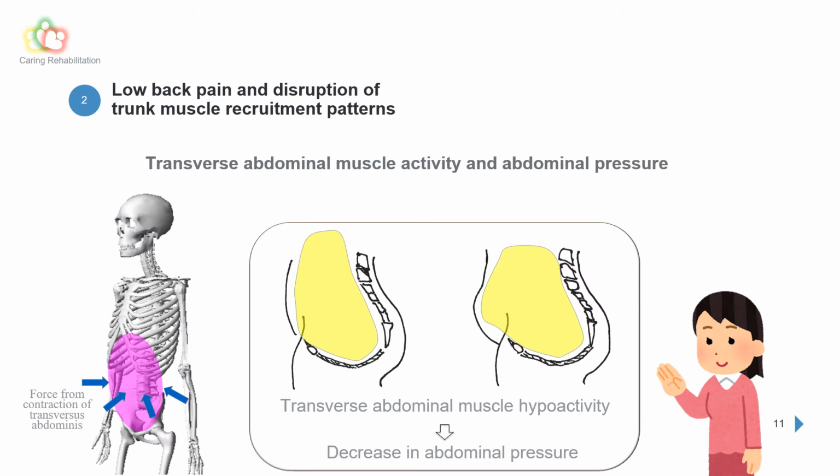The function of the transversus abdominis is to increase abdominal pressure. When the transversus abdominis is working well, the abdomen clenches and abdominal pressure rises, left in the figure. When the transversus abdominis loses its function, the abdomen sags and the abdominal pressure drops, right in the figure.